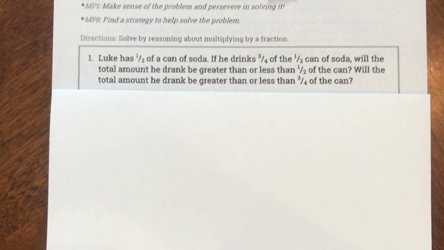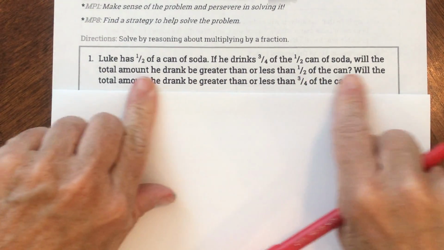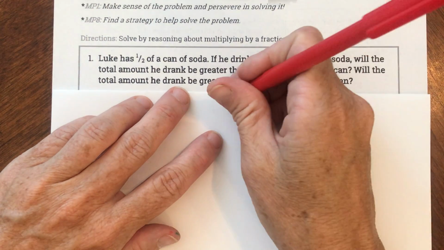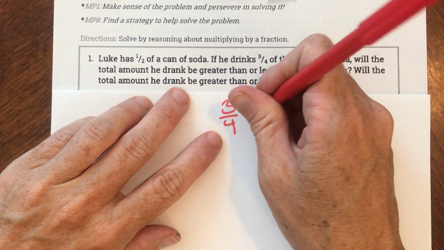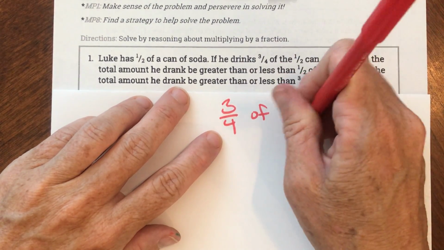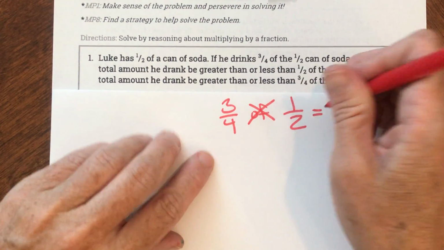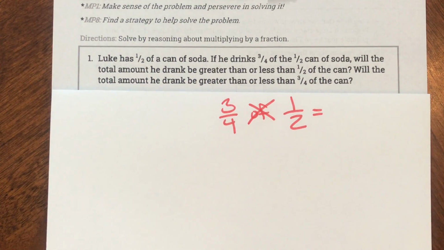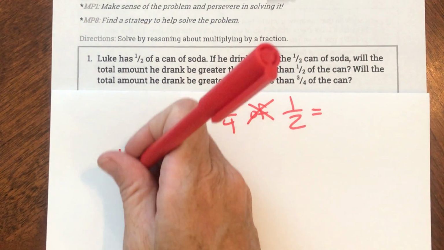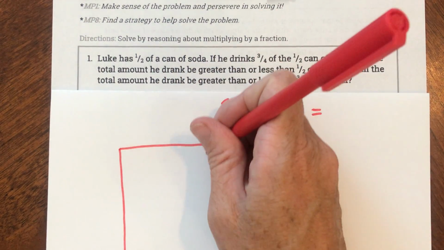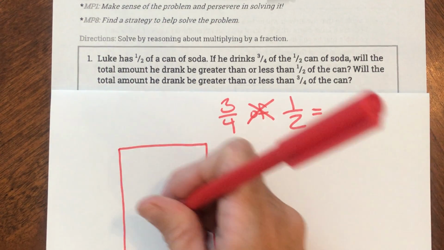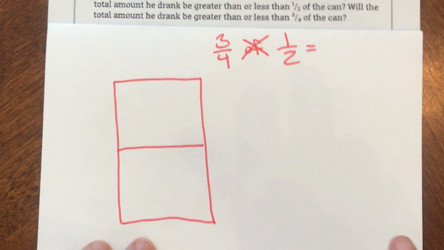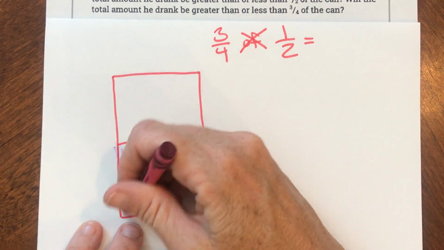Okay, so let's kind of think about this. What I see here is he drinks 3/4 of the 1/2. So 3/4 of the 1/2 means I'm going to multiply. So 3/4 times 1/2. But I'm going to draw what this looks like. So Luke has 1/2 a can of soda. So this is the soda that Luke has. 1/2 the can.